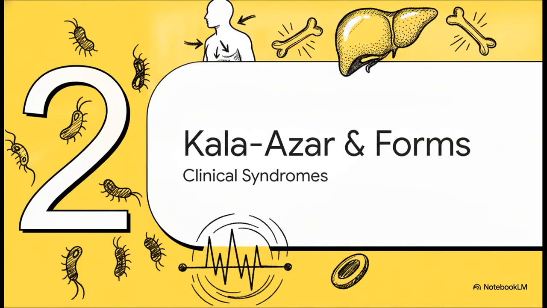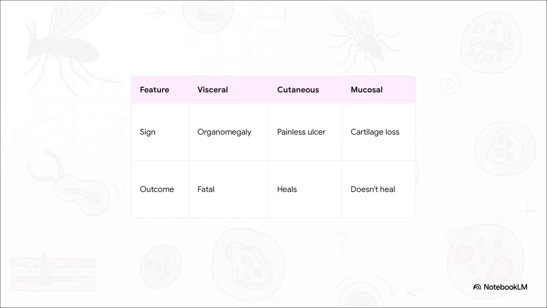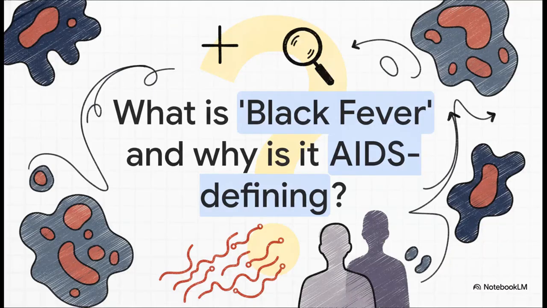Section 2. Kala-Azar and clinical forms. It's time to shift from the microscopic bug to what your patient is actually going to look like in the clinic. We essentially have 3 main clinical buckets to contrast. You've got visceral leishmaniasis, which means massive organomegaly and system failure. Then cutaneous leishmaniasis, that's the most common one, presenting as a classic painless ulcer with raised margins that usually just heals on its own. And finally, mucosal leishmaniasis, which is notorious for severe, non-healing cartilage destruction in the nose and throat.